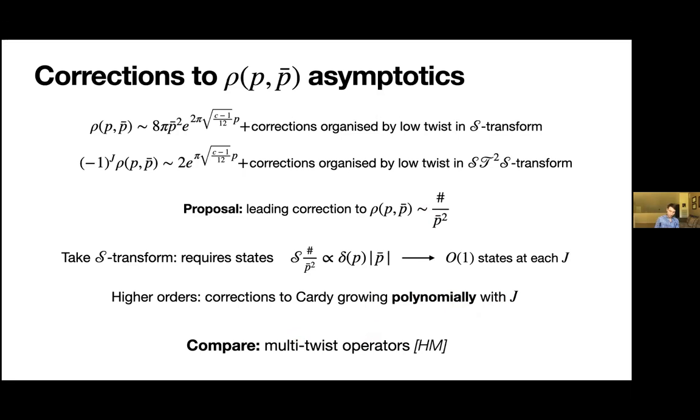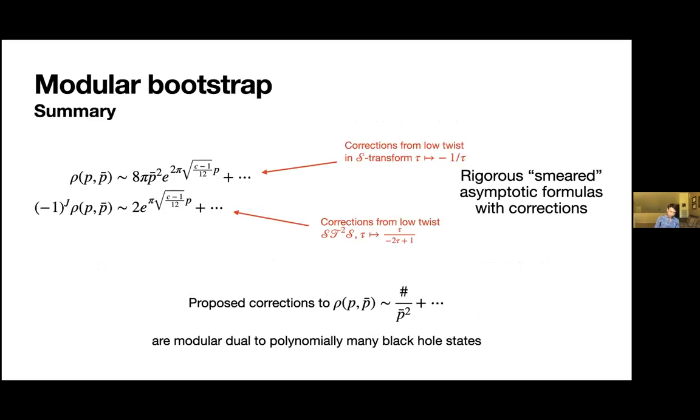But I won't say any more about that unless people ask. Okay, so this is the summary. We have a density of states that in this rigorous smeared sense is dominant, it has a large P expansion given by the lightest stuff in the S transform. We also have this density of states modulated by this (-1)^spin, and that's dominated by the lightest stuff in the ST²S transform.